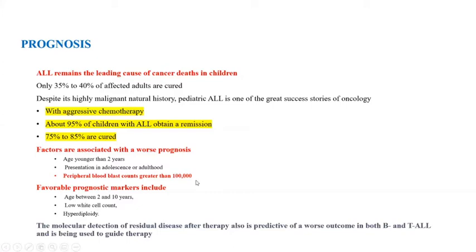And what are the favorable prognostic factors? Age between 2 and 10, and hyperdiploidy.